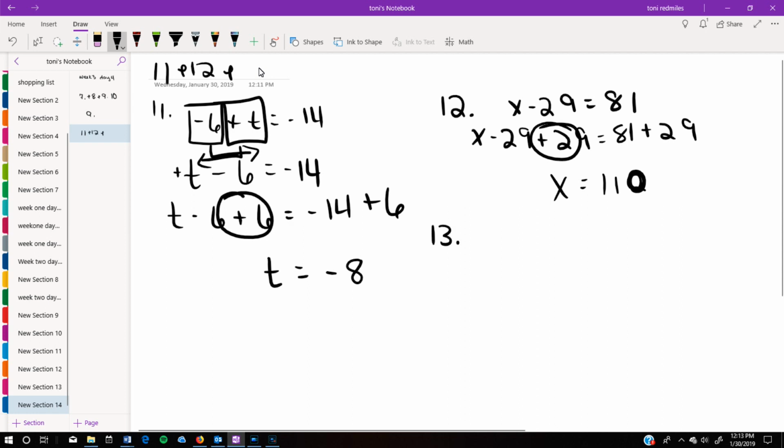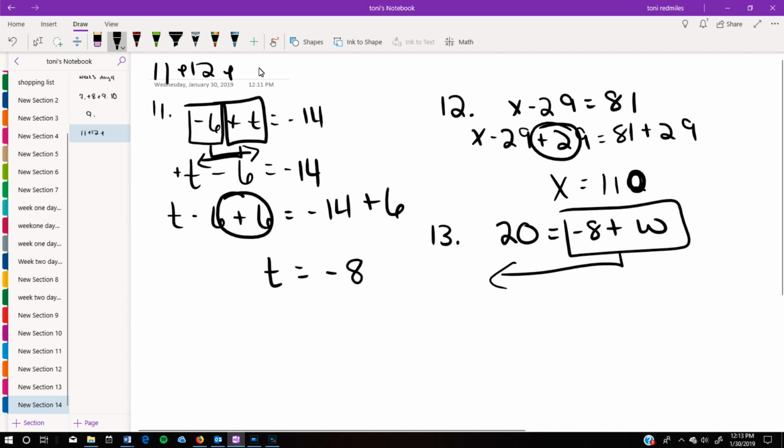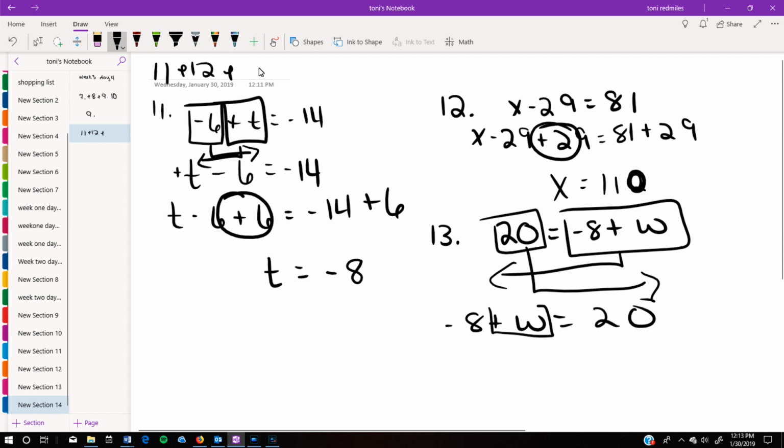Let's put another one in here. I think I can fit number 13. Ooh, this is another flip-floppy one. Okay, I don't like this. I want to put this here and this here. So it's going to read this. And then I still don't like it. I want to flip-flop these two terms.